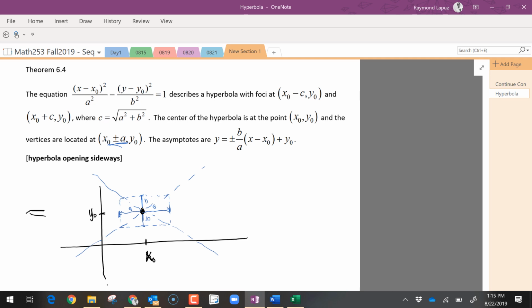And then the vertex, like I said, is going to be X naught plus A, X naught minus A with a Y value of Y naught, whatever that center point was. So we can draw those vertices, and then we know that it's going to open sideways. So we can just draw a shape that's eventually going to go to the asymptote on both sides. So there's your hyperbola.